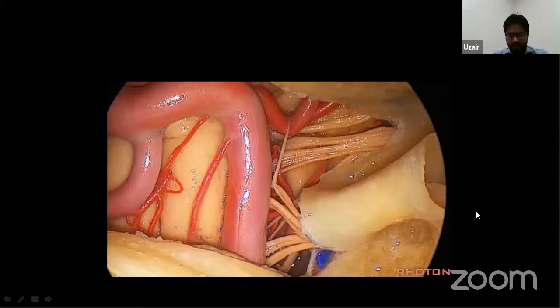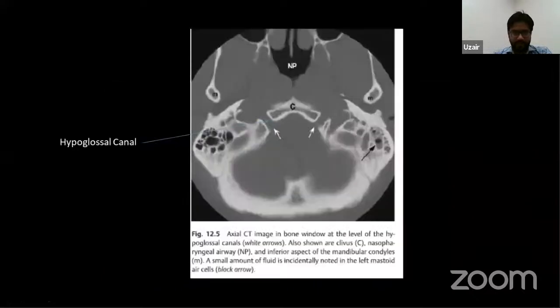Now zooming in to the left side, we can appreciate this sleeve is the hypoglossal canal, and these are the trunks that are going to merge and exit through this hypoglossal canal. These are the rootlets of the hypoglossal nerve going to exit the hypoglossal canal. This is a CT scan bony window at the level of the hypoglossal canal. We can appreciate this is the nasopharynx, this is the mandibular condyle, this is the clivus, and this region is the hypoglossal canal.